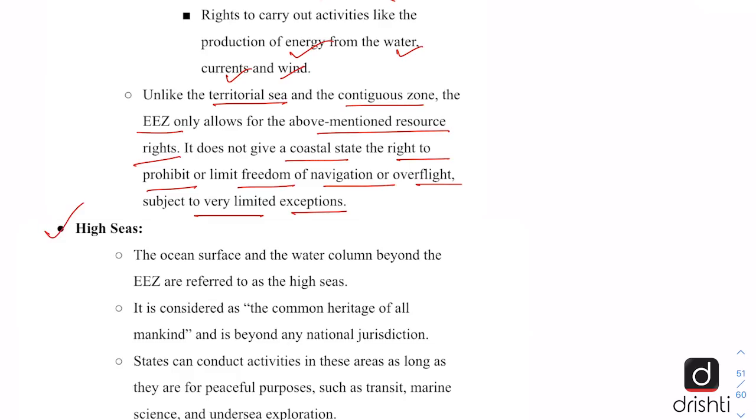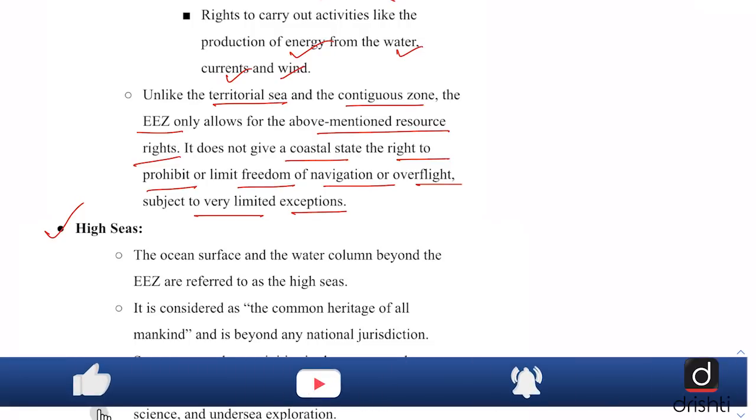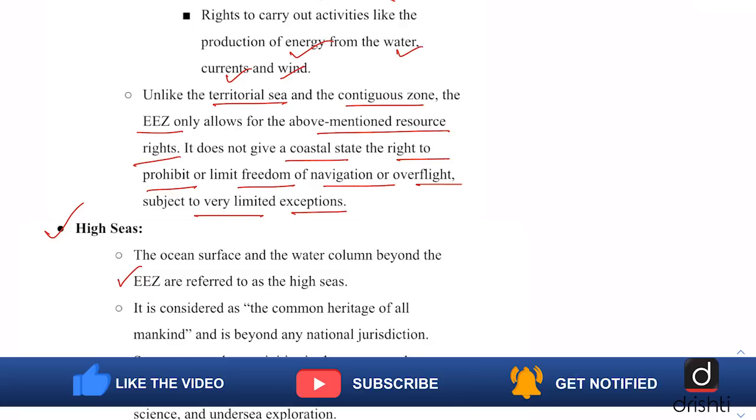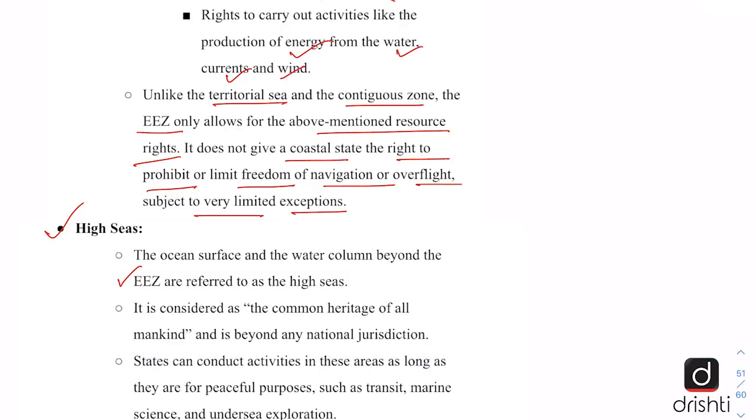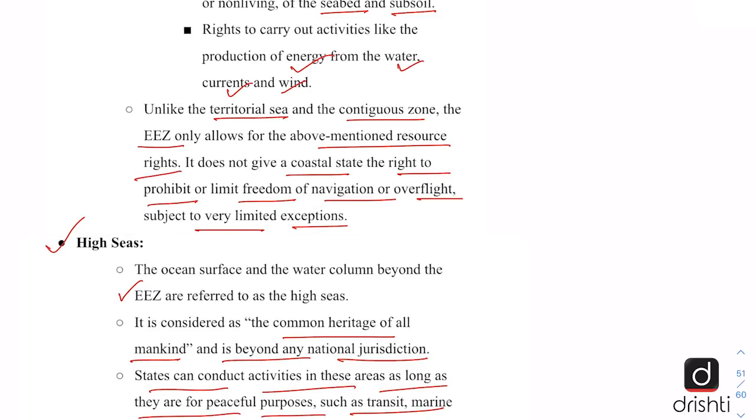Then we come to the high seas, and high seas refer to the ocean surface and water column beyond the exclusive economic zone, and it is considered as the common heritage of all mankind and is beyond any national jurisdiction. States can conduct activities in these areas as long as they are for peaceful purposes such as transit, marine science, and undersea exploration. So now let us look at what kind of questions can be asked in prelims and mains.